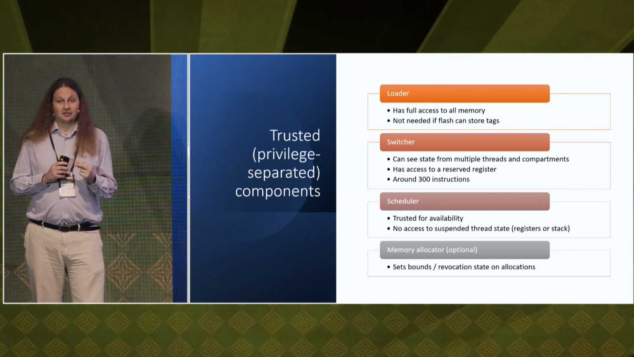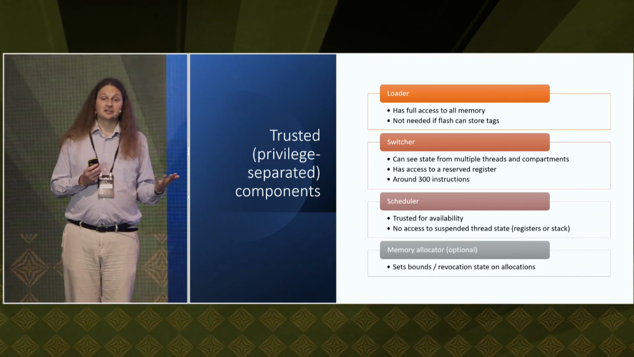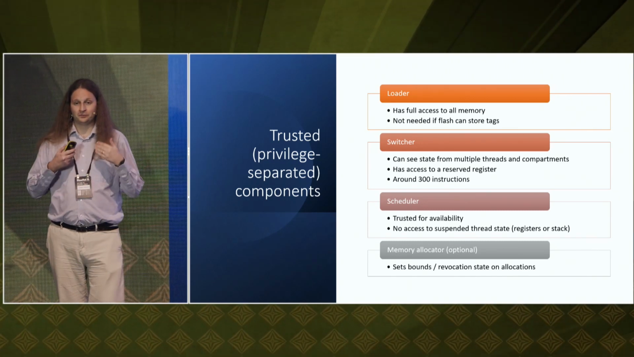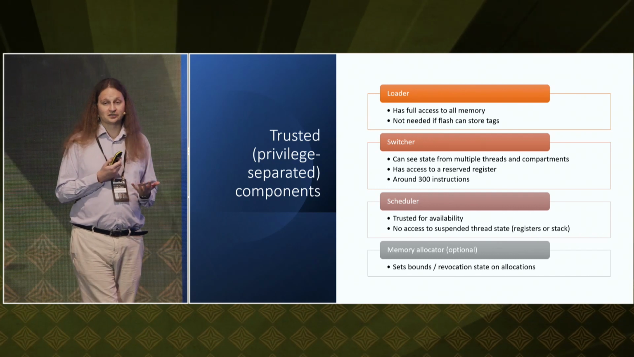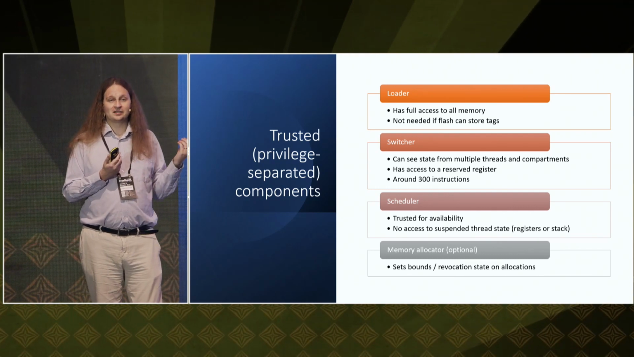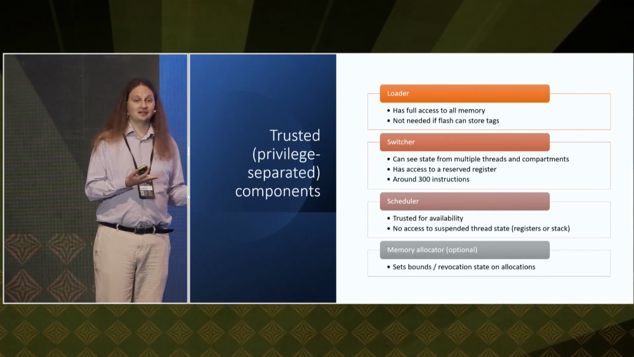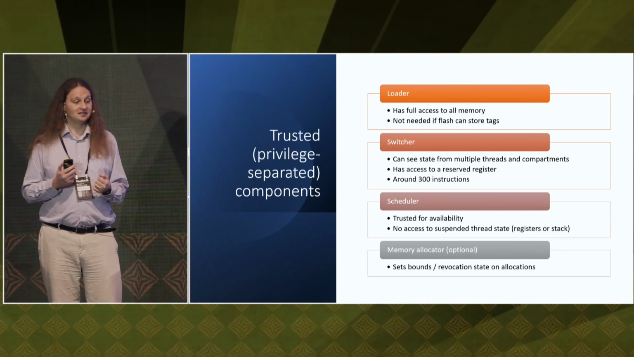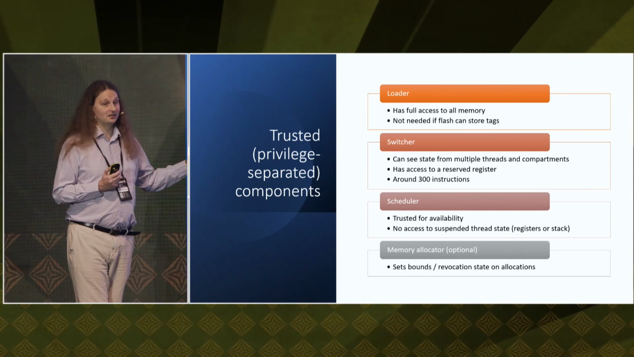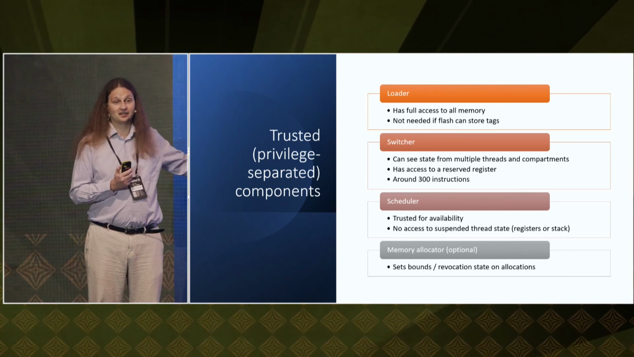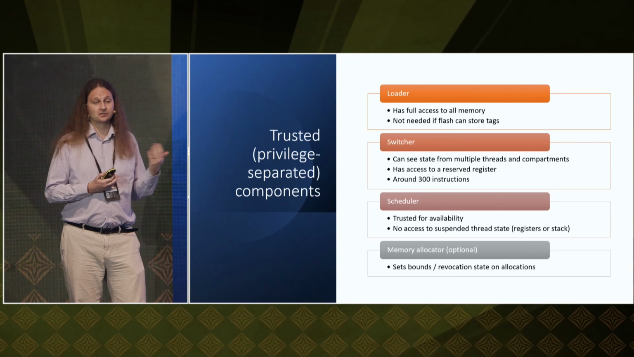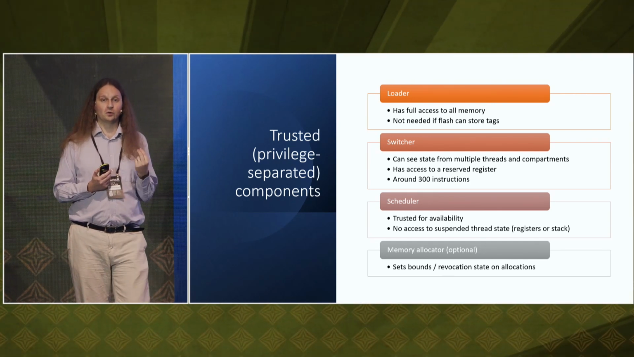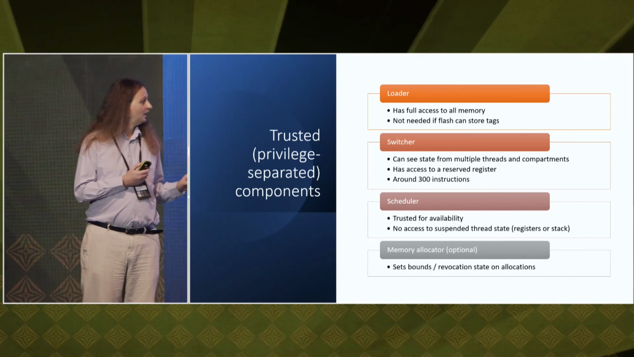The final bit of our TCB is the memory allocator that I talked about. So the hardware will enforce temporal safety, it will enforce spatial safety, but it needs someone to tell it what the bounds of an allocation are. It needs someone to tell it when an object's been deallocated. So the allocator is responsible for doing that, and it's also responsible for some availability properties like enforcing quotas on different compartments.